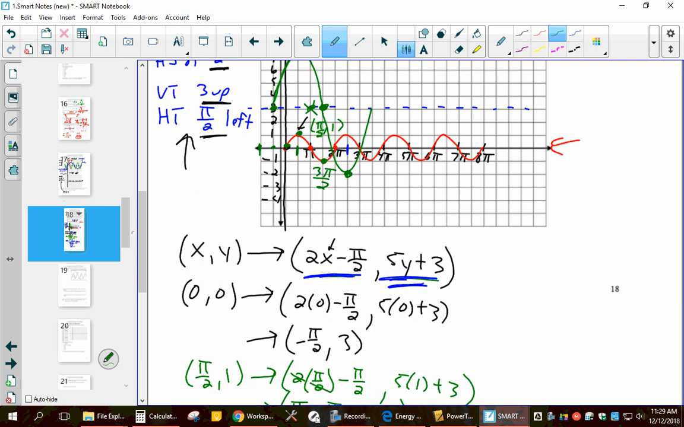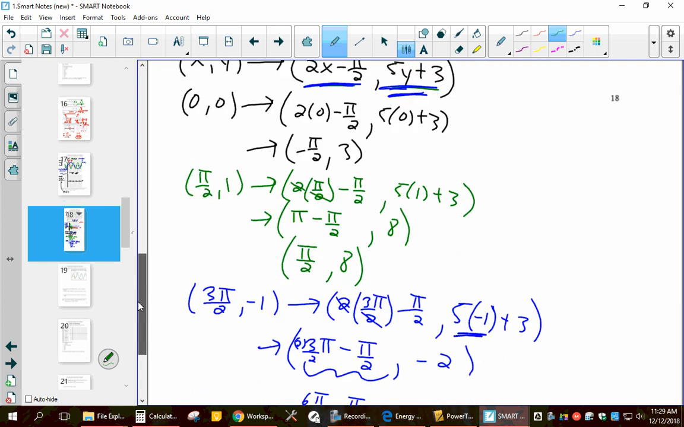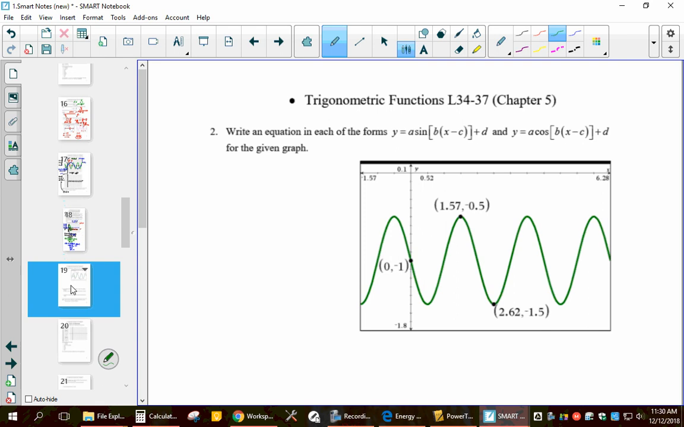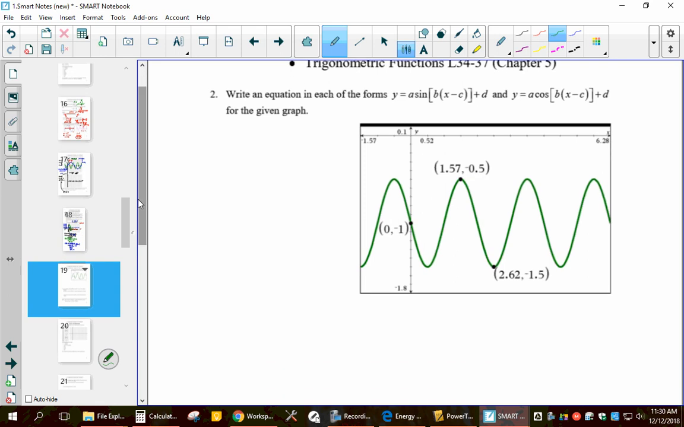Everybody good? Okay, all right. So go on to the next one. Now it's doing the opposite. It gives you an equation and it wants us to write the equation for it.